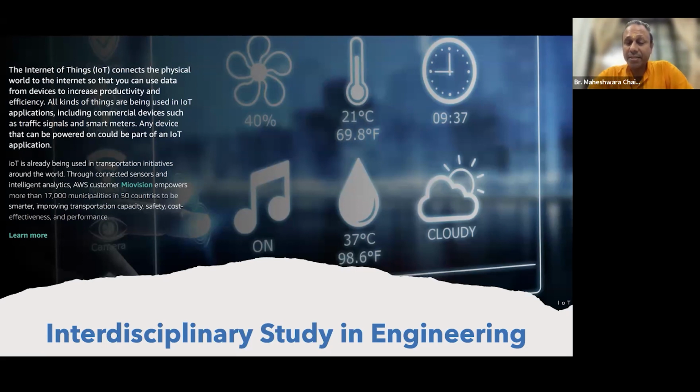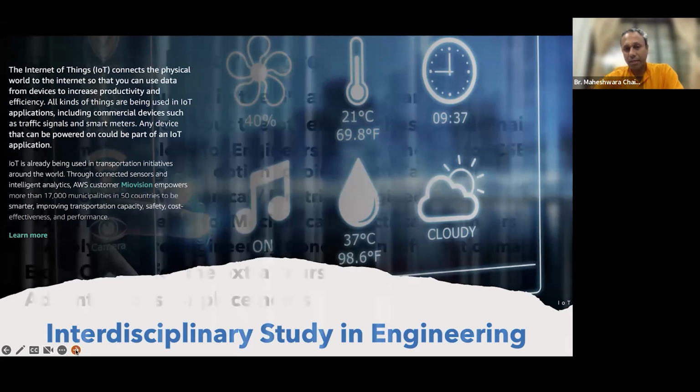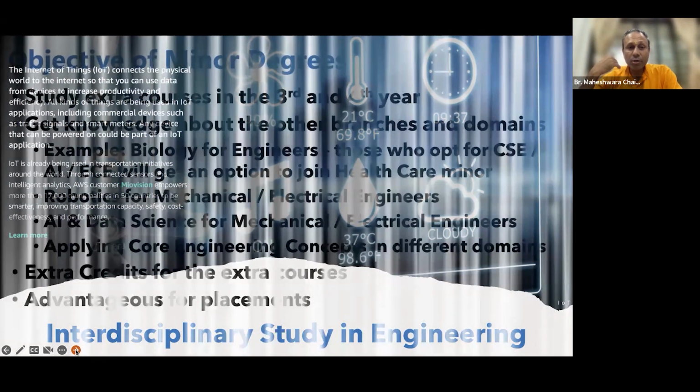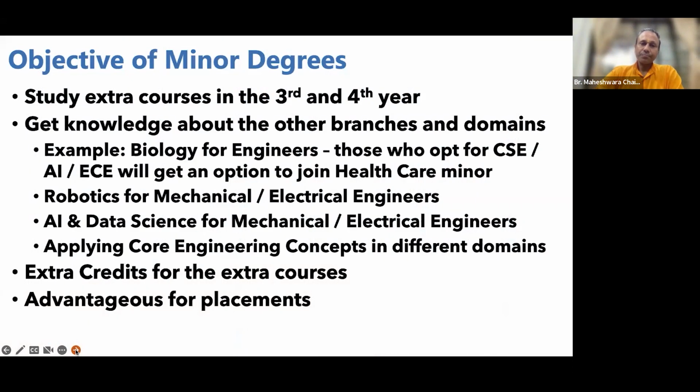And it is very essential once you search for a job after the B.Tech degree. So here starts the interdisciplinary study in engineering. Now, what is the objective of minor degrees? You will study some extra courses in the 3rd and 4th year. So a minor degree comes with a package. It's like a module. That module you connect with the main degree, the major degree.